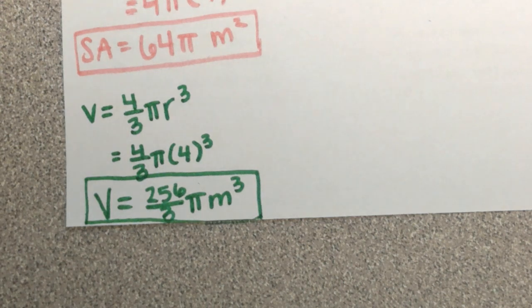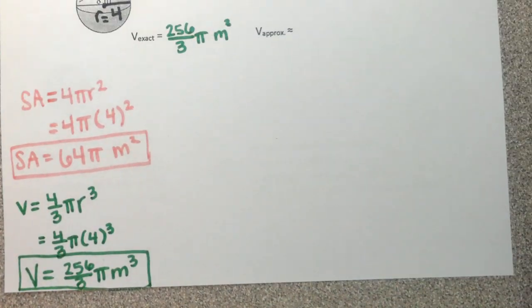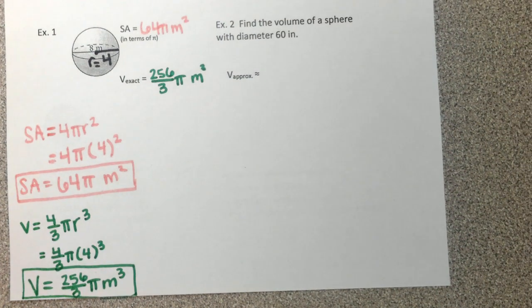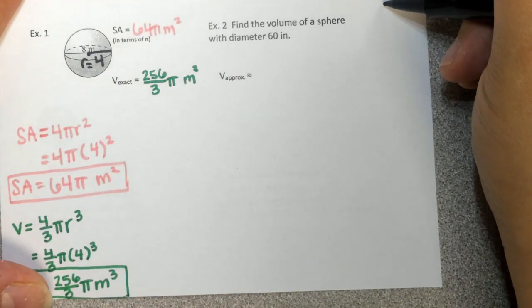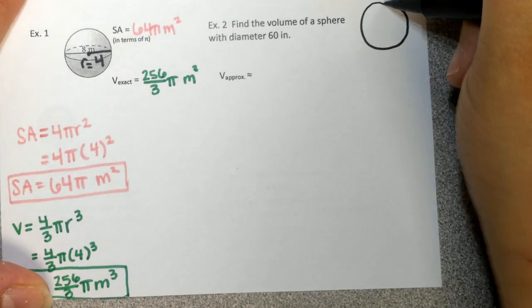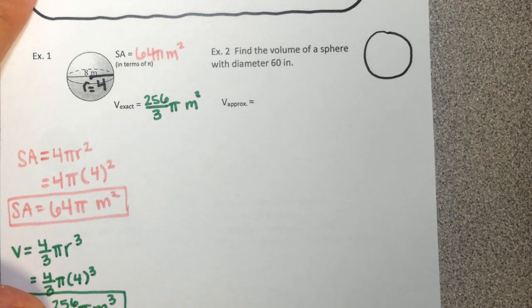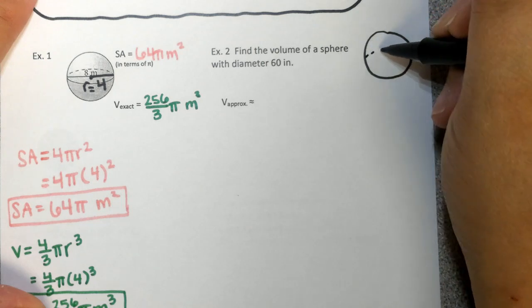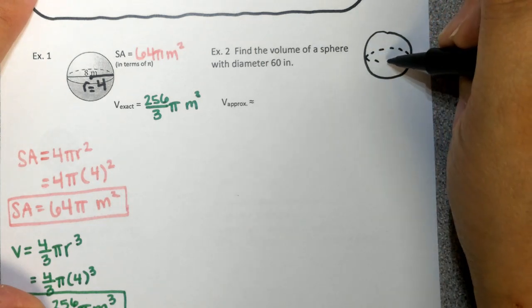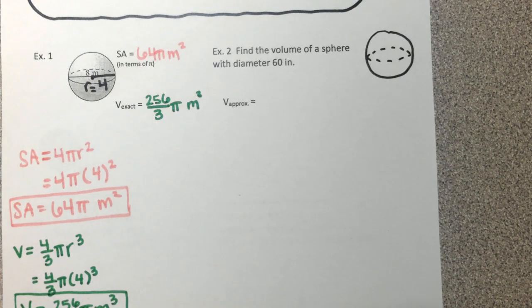Do I have any questions so far? All right. Next one. Find the volume of a sphere with a diameter of 60 inches. So real quick, I want you to draw a picture just so you can practice drawing a sphere. Can everybody draw as best as they can a circle? Then for the sphere, you're going to do kind of an I-shaped dashed line in the middle. So I'm going to go up, dashed, and then down, dashed. And that's your sphere. Pretty good, right?